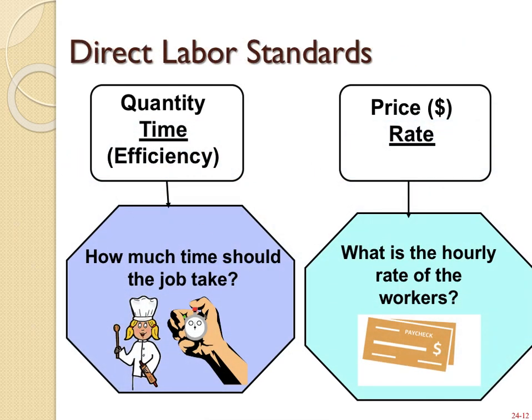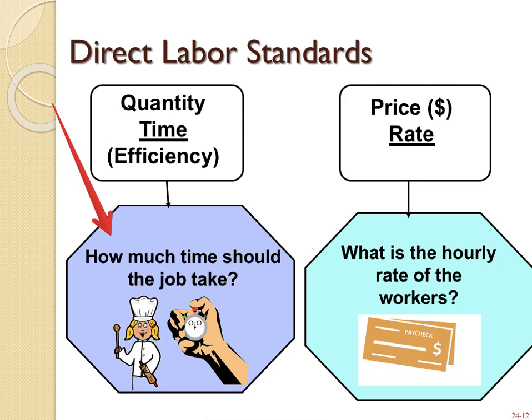The next category of cost is direct labor. For direct labor standards, we still have that same concept of quantity and price, but the terms we use are a little bit different. For quantity, we're really looking at time. How long does it take to make this product? How much time should the job take?